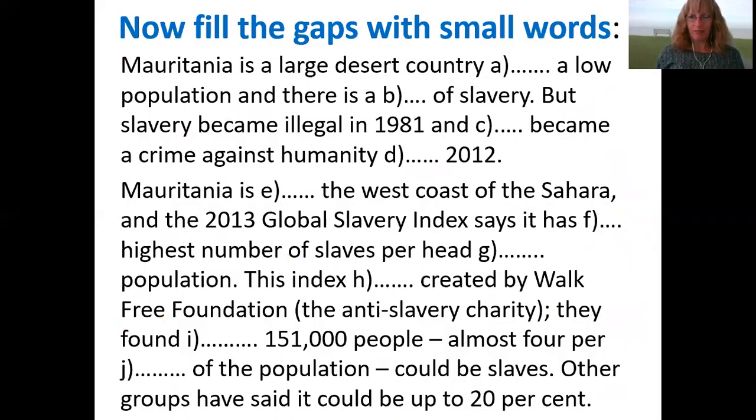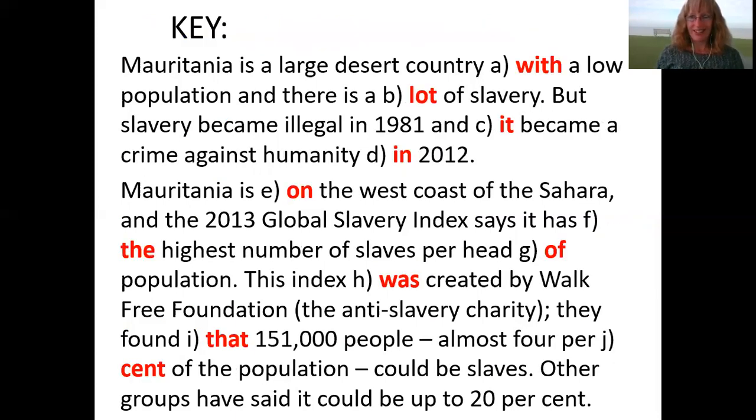Okay, here is a gap fill. Often English learners have a lot of problems with these small words. See if you can find a small word to fit in each of these gaps. It could be prepositions, articles, auxiliary verbs, for example. Pause to fill in the gaps. Here's the key. Did you get them all correct?